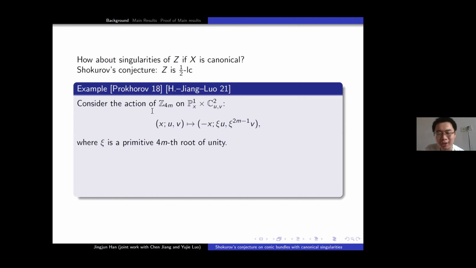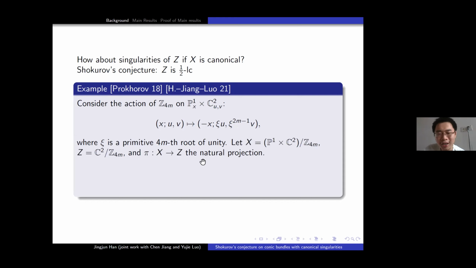This example is actually shown in Prokhorov's paper, but we need some modification, so in our paper we also give this example. The example is that we consider the action of Z_{4m} on the space P^1 times C^2, where the action is given by sending (x,u,v) to (-x, ζu, ζ^{2m-1}v), where ζ is a primitive 4m-th root of unity.